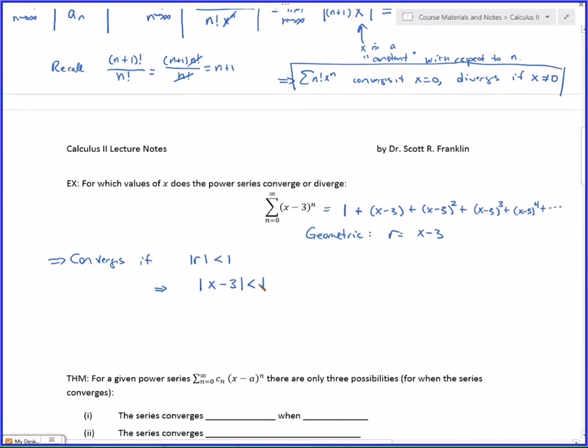Now, I prefer to write these in interval form, so what I'm going to do is solve this inequality. Have you solved absolute value inequalities before? Well, you could rewrite this as x minus 3 is less than 1 but bigger than negative 1. That's a little trick we learn in algebra. These two are equivalent statements. Absolute value of x minus 3 less than 1 is the same thing as saying that x minus 3 is bigger than negative 1 and smaller than positive 1, right?